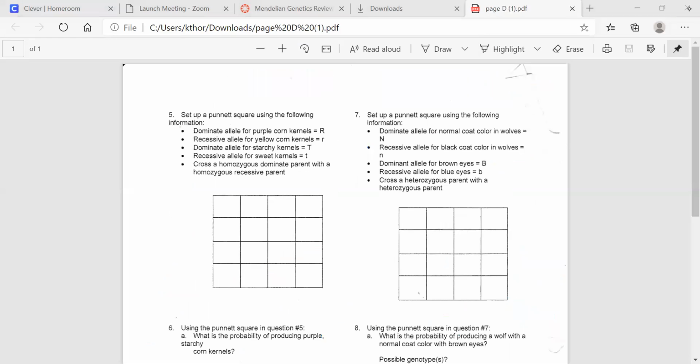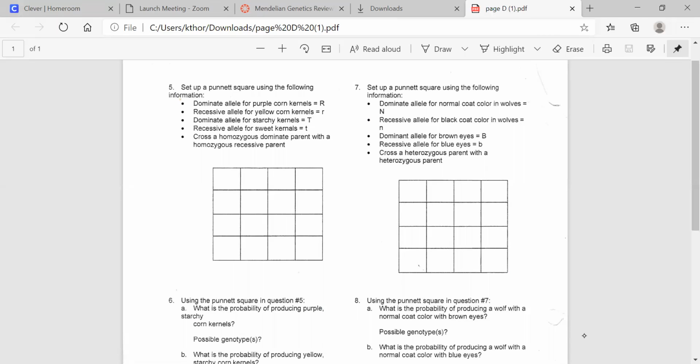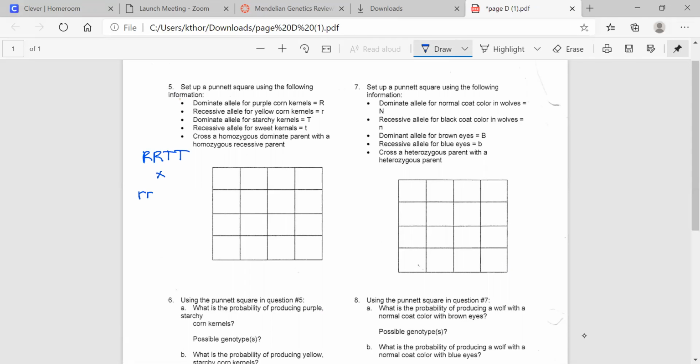All right, we have more dihybrid crosses. Set up a Punnett Square using the following info. Cross a homozygous dominant parent with a homozygous recessive parent. So this is like number 1. You have a homozygous dominant parent all the way through. So they're going to look like this. I'm going to cross it with a homozygous recessive. So if you set this up, it's going to be heterozygous all the way through.